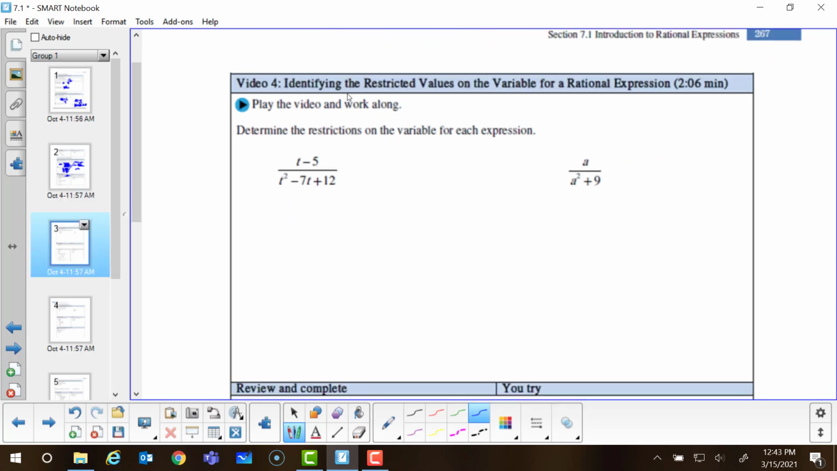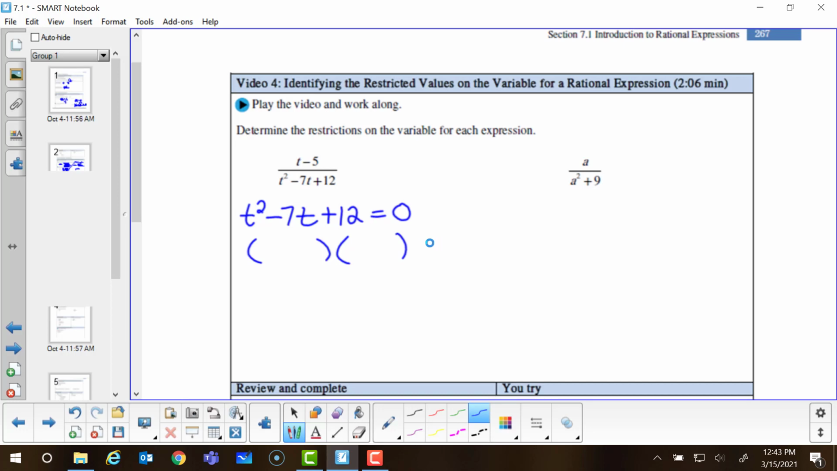So what if we get a little bit more difficult? What if we have t minus 5 over t squared minus 7t plus 12? Well, again, take your t squared minus 7t plus 12. We're going to set that equal to 0. Now, this is one where, since we have a polynomial that has a t squared, we're going to have to factor. So I need to find factors of 12 that add up to a negative 7. So I want to multiply to get me a 12. I want to add to get me a negative 7.